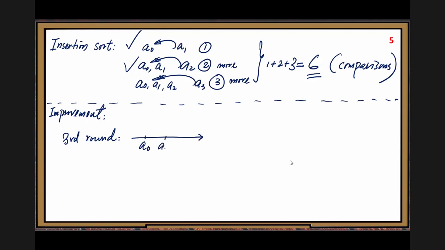A0, A1, A2 in ascending order. Okay. Now, our question. We want to insert A3 into the currently ordered array with the minimum number of comparisons. Any idea? Observe the property of our data. Our data has that property. When you look at that, what special property can you find to make our insertion operation as fast as possible?